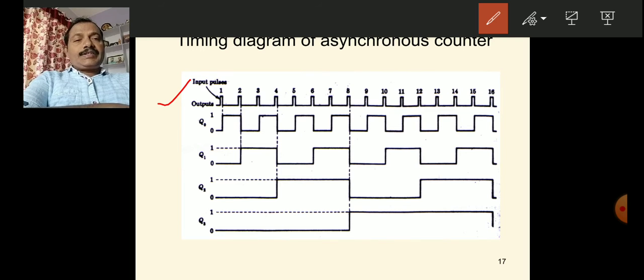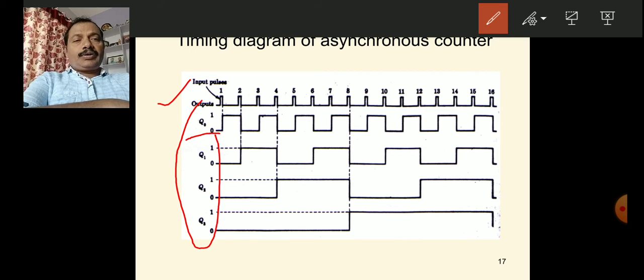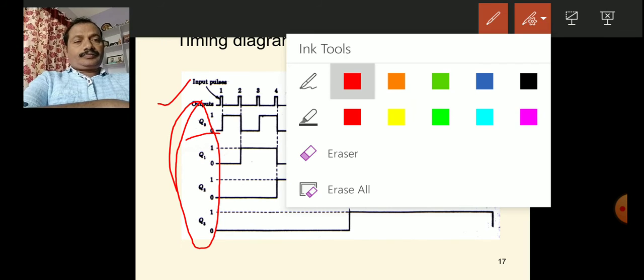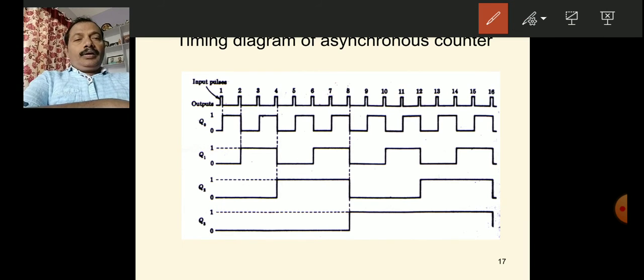So let us consider the previous output of the Q0 is 0. Initially, all the flip-flop outputs are initialized to zeros only. Okay. Next, let us consider the first edge comes to FF0. FF0, first edge.